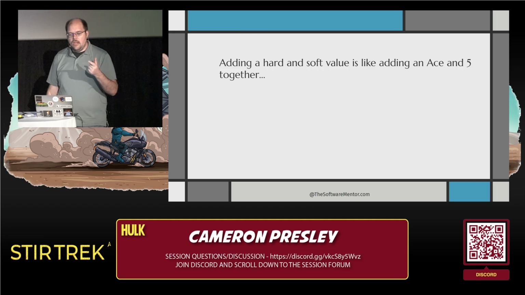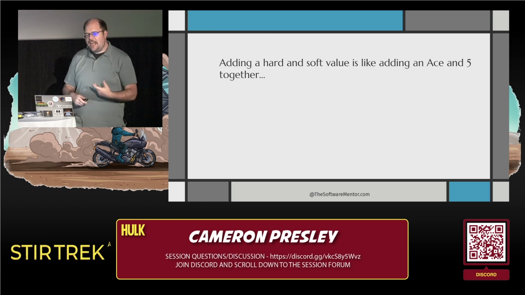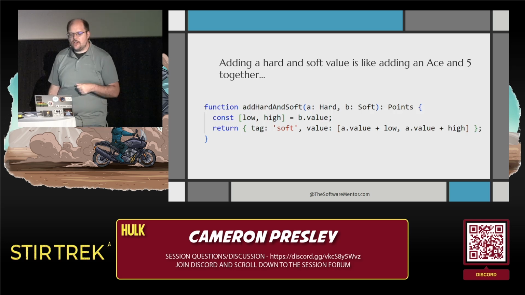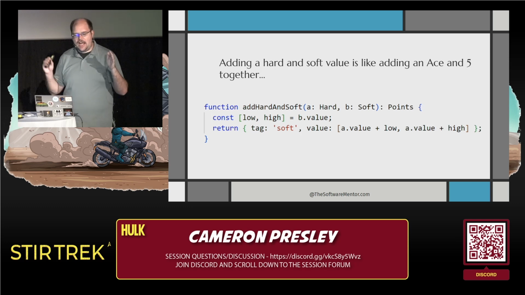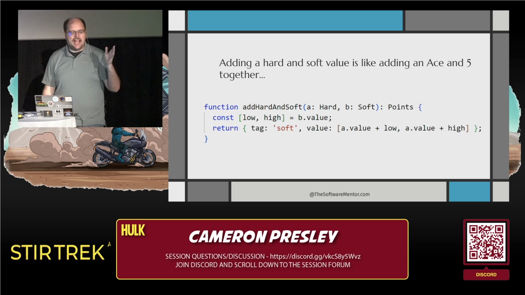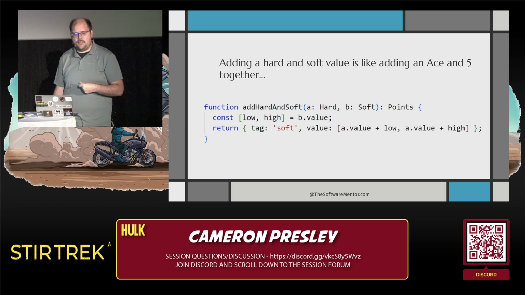Okay? Now, if we're adding a hard and soft value together, that'd be like adding an ace and a 5. So it's going to be a little bit trickier. But what we're going to do is take that tuple, deconstruct it into a low and a high value, and then we're just going to add that 5 to the low and high. But if you ever add a hard to a soft, it's going to be a soft value. Once again, hopefully you're seeing that these functions would be pretty easy to unit test. Nothing too terribly complicated here.